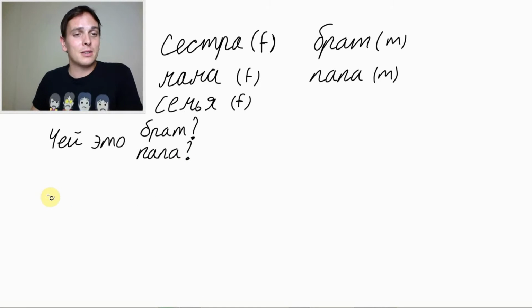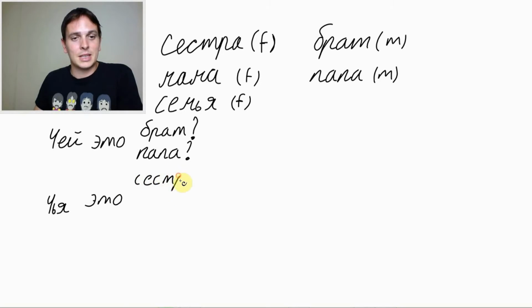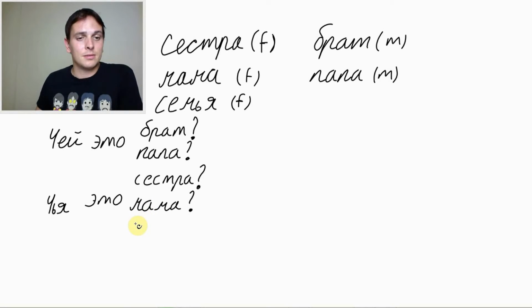Now, for female, чья. Whose would be чья? Чья это сестра? Whose sister is this? Чья это мама? Чья это семья? Whose family is this?